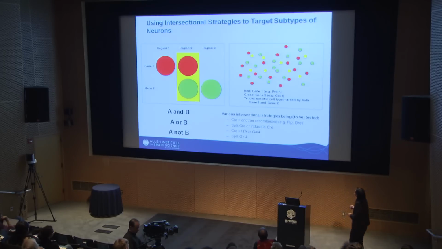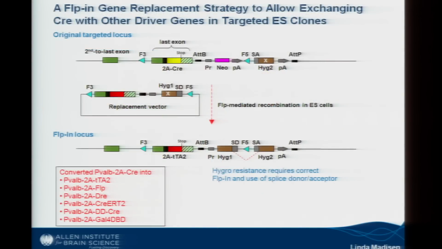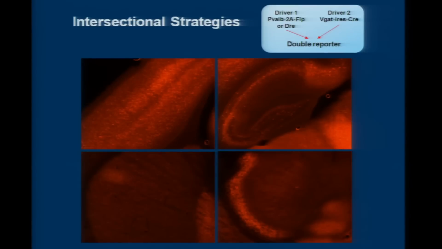Finally, just a few slides talking about our progress. We are developing all kinds of intersectional strategies. I just wanted to show that in our most recent work, using a combination of parvalbumin-Flp or parvalbumin-Cre with a VGAT-Cre in a double reporter, we are able to achieve pure parvalbumin-positive interneuron expression.